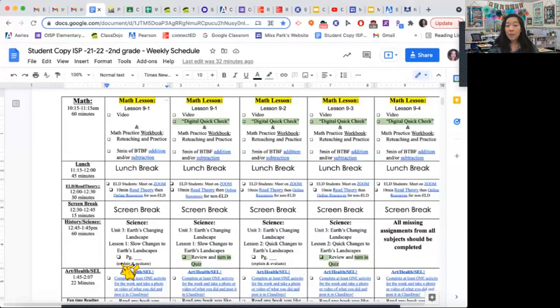We're all gonna come back at 12:45 for science. If you're an ELD student, you're gonna come back at 12 o'clock, or if you have missing work that you have to get turned in, okay? If you have missing work, you must get missing work turned in. So 12 o'clock, you can come back, or ELD students. 12:45, we're all going to be working on our next unit in science.